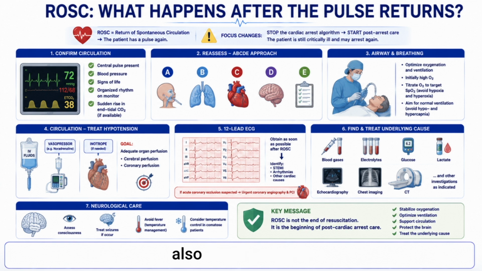Neurological care is also important. We assess consciousness, treat seizures if they occur, avoid fever, and consider temperature control in patients who remain comatose after ROSC. So the key message is ROSC is not the end of resuscitation. It is the beginning of post-cardiac arrest care. We must stabilize oxygenation, ventilation, circulation, brain protection, and treat the underlying cause.